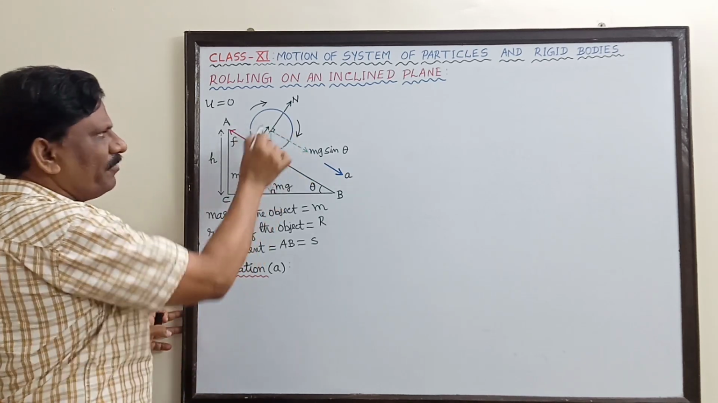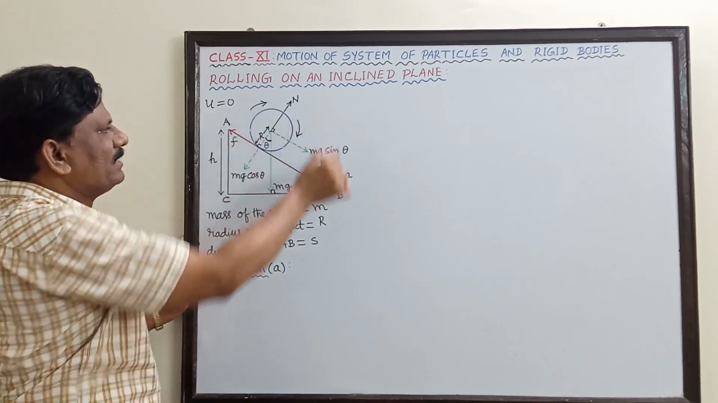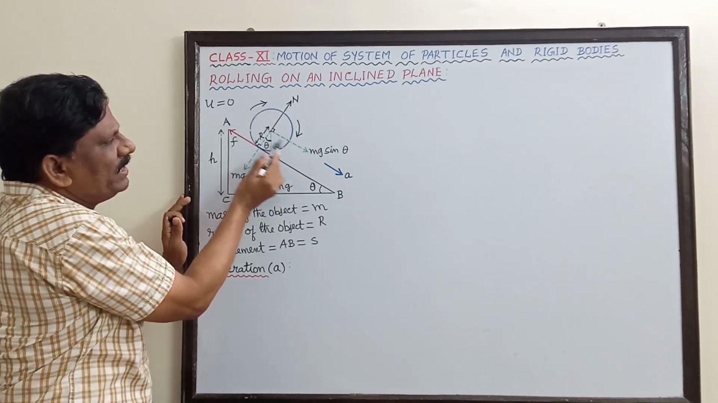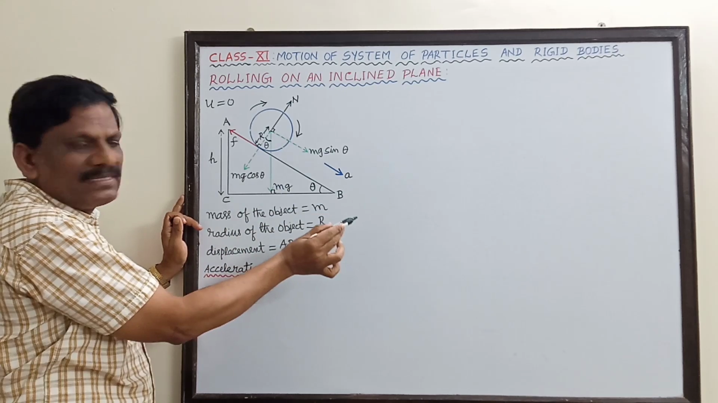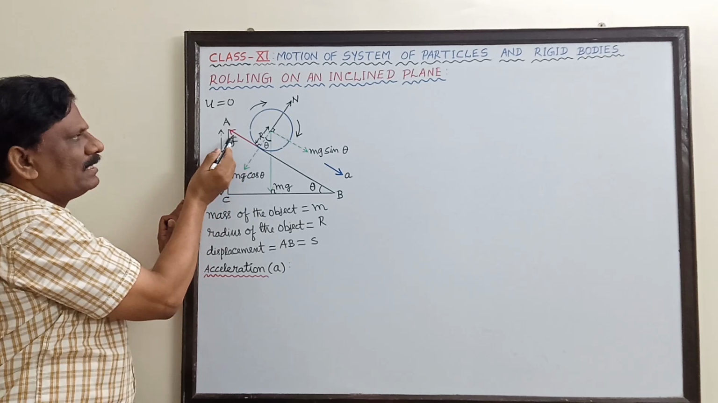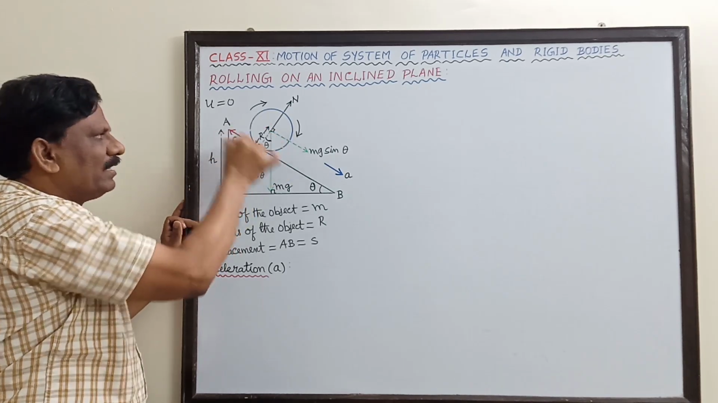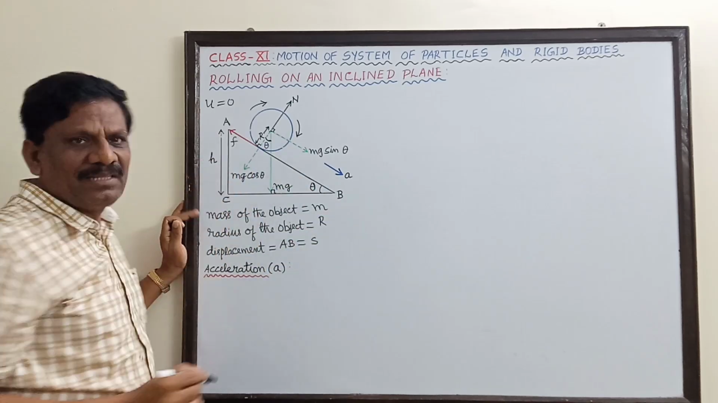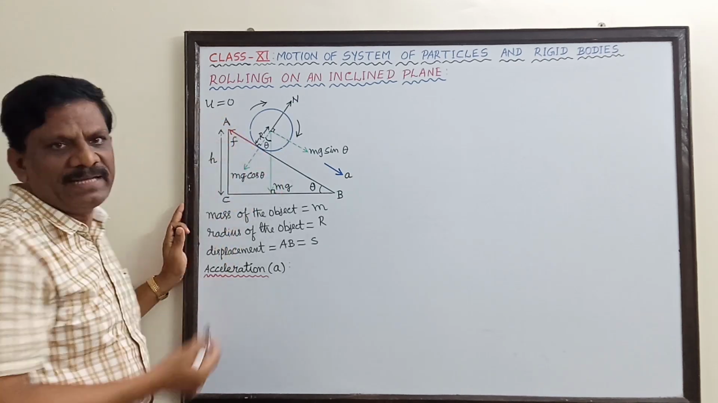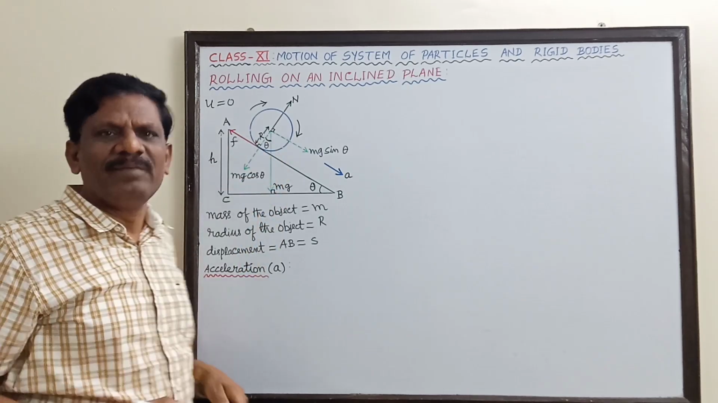If you imagine the free body diagram, these two forces will cancel each other. mg sin theta is acting along the x-axis. Acceleration also is acting along the x-axis, and the frictional force between the object and the inclined surface, that is the maximum value of the static friction, F, acts in the upward direction. So under the action of these forces, this rolling object will be accelerated.